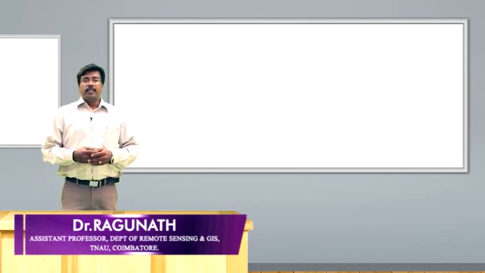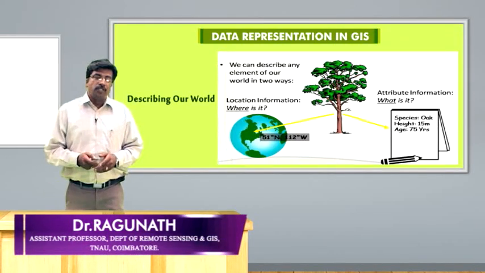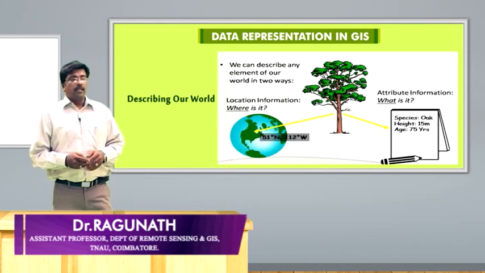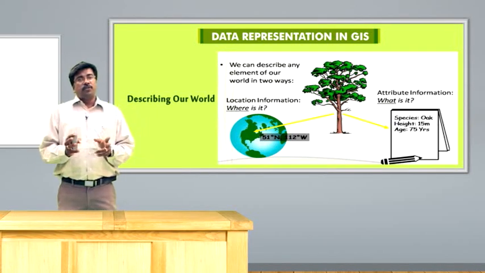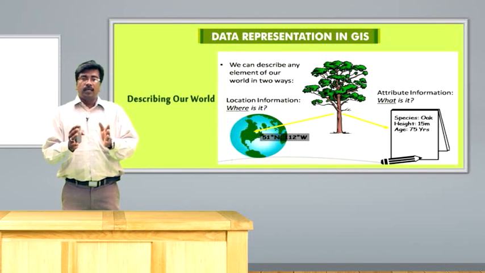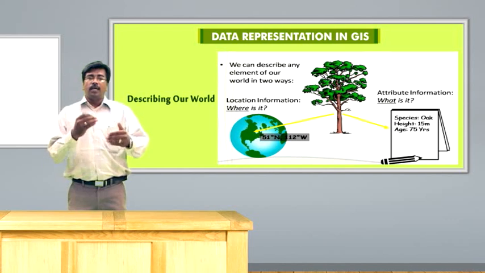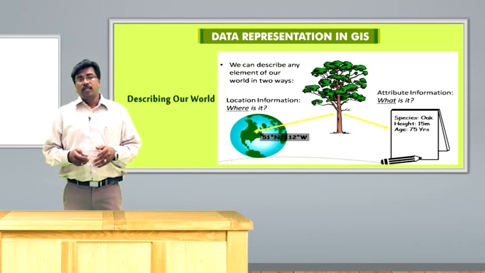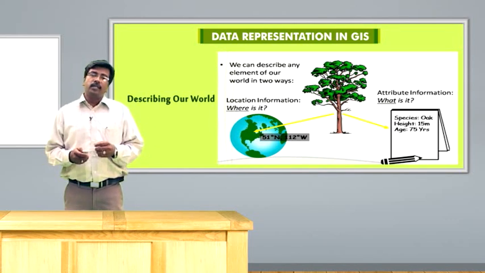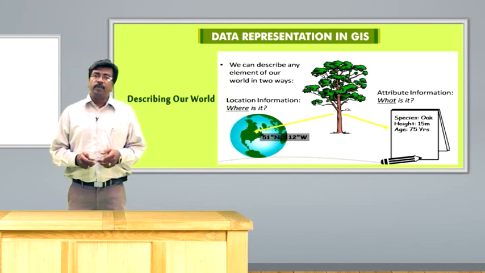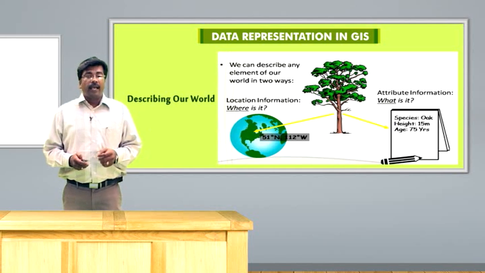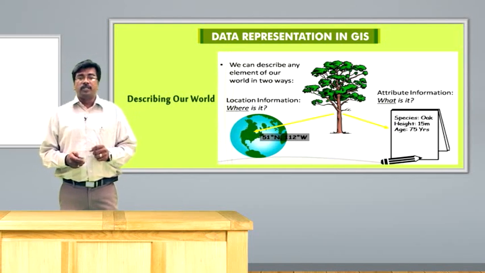So the next thing is the data representation in GIS. As you see, there are majorly two types of data that can be kept in GIS. First we will see about describing our world. Any point in the world can be described in two ways. One is the location information, that is where is it, and the second one is the attribute information, that is what is it.